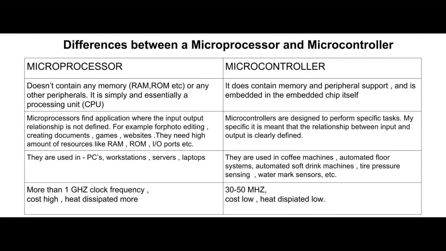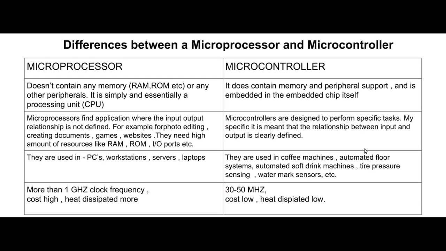Difference between a microprocessor and a microcontroller. A microprocessor doesn't contain any memory or any other peripherals. It is simply and essentially a processing unit, a CPU. A microcontroller, on the other hand, does contain memory and peripheral support and is embedded in the chip itself.